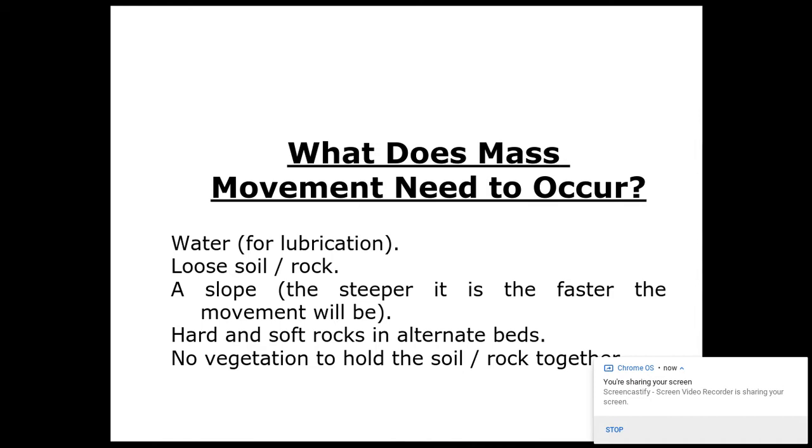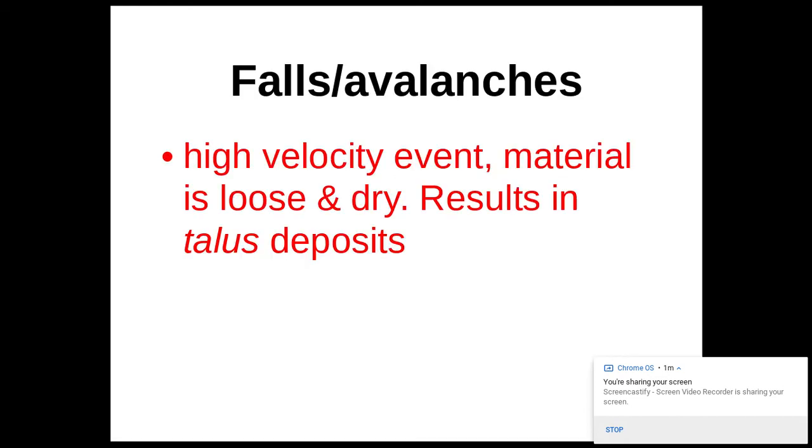And it happens in different ways. So the steeper the slope is going to be, the faster the movement's going to be. Alternating beds. So if you have a layer of soft rock and then a layer of hard rock underneath, soft rock erodes away and the harder rock will fall. And a lot of times, vegetation, trees, grasses, plants hold the rocks together. If it's not there, it's able to move much, much easier.